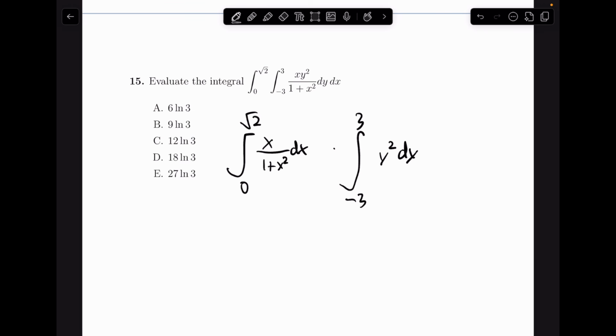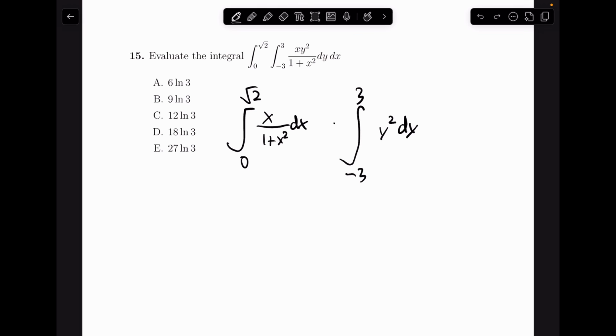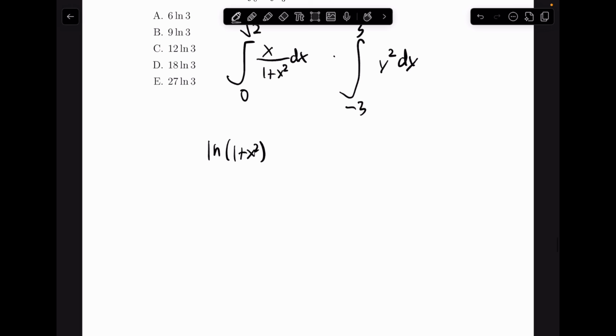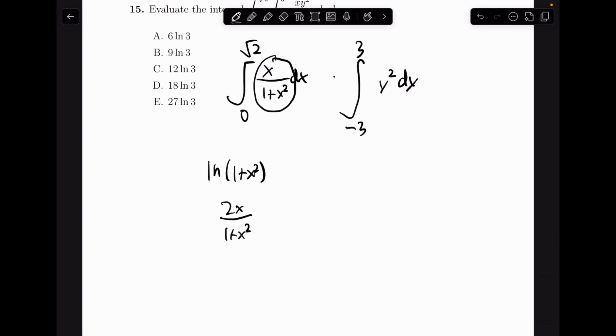Okay, and from the previous problem, I'm seeing some ln integral here. If we use guess and check, we guess that this integral is equal to ln of 1 plus x squared. When we differentiate that, we're going to get 2x over 1 plus x squared. So that's almost exactly what we have here, but we have a 2. So if we just divide by 2, that 2 is going to be gone when we differentiate this. So that's our correct integral. Evaluate this from square root 2 to 0.